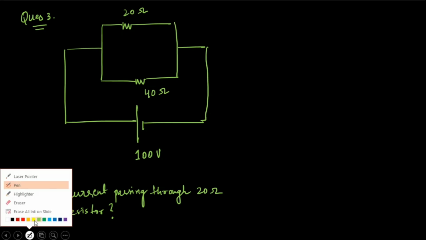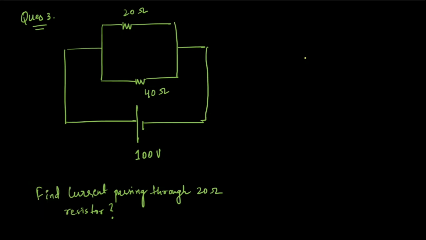All right. Let's try to understand how we can solve it. First of all, we have to find the current passing through the 20 ohm resistance, so we can mark it as I1. This was the question. To solve it, there must be some net current coming out from the battery. First we find this current, then we can find I1, the current passing through the 20 ohm resistance.